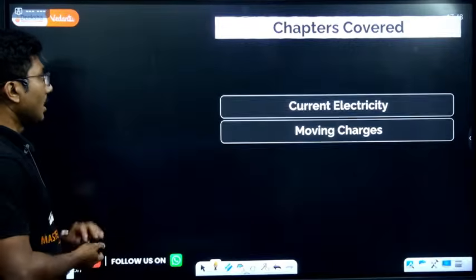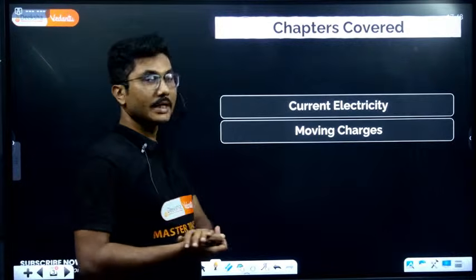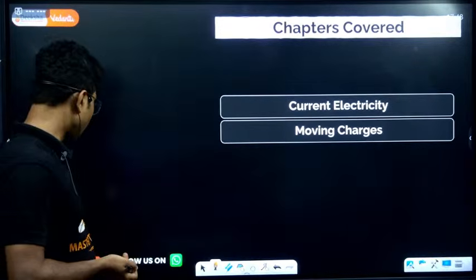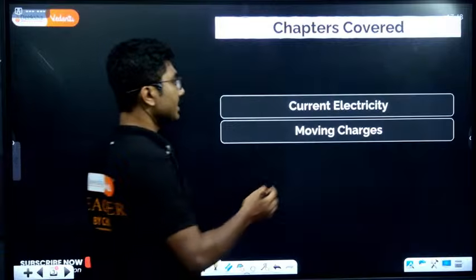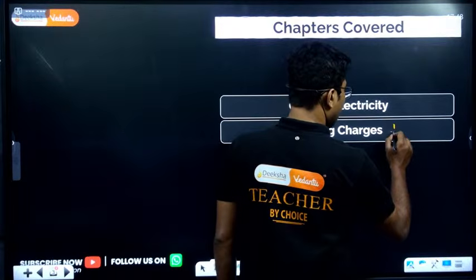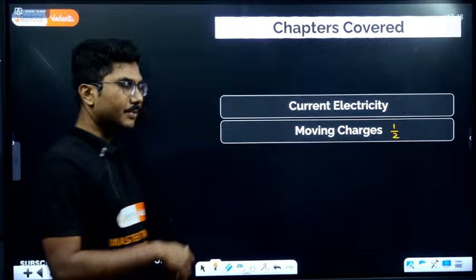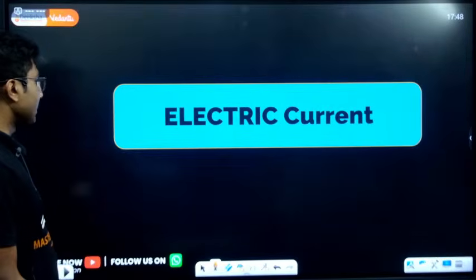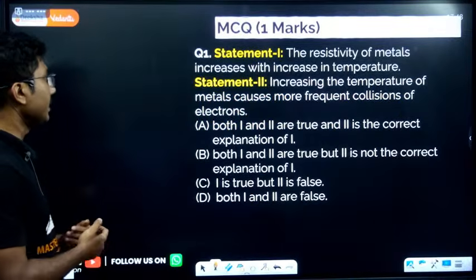So first, obviously, the chapters current electricity and moving charges, these two chapters we are going to cover. And as I mentioned, in moving charges we are covering almost half of the chapter, not the entire chapter, right? Now let's start with current electricity or electric current.